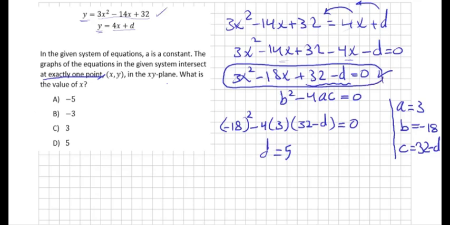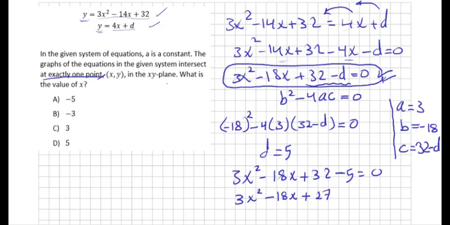So no need to get any of these. Use this one to get the value of x because this one is the only equation that contains one variable, which is x, because d here is a constant and we already know the value of d. So we can say 3x squared minus 18x plus 32 minus d, which is minus 5, is equal to 0. And we'll rewrite it again like this: 3x squared minus 18x, and 32 minus 5 is positive 27, is equal to 0.